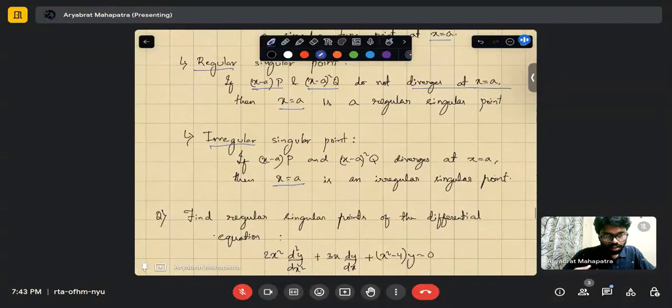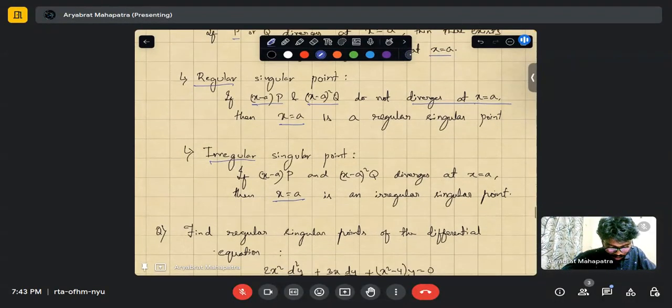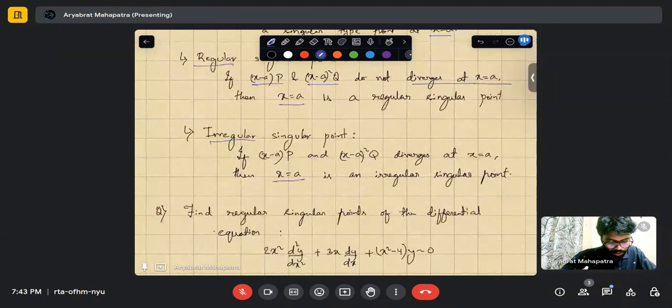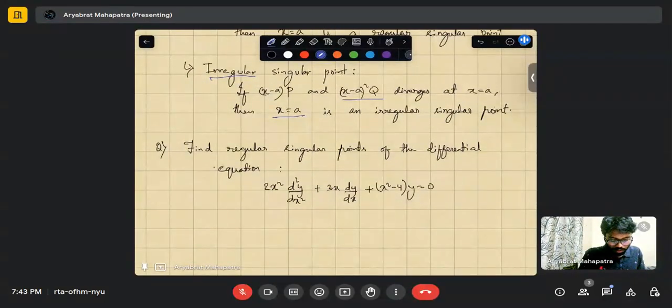So basically, a regular singular point diverges at x equals a for your p of x function and q of x function, but not for x minus a times p and x minus a whole square times q. But for an irregular singular point, it diverges in both cases, when you put x equals a in your p of x and q of x, and also in your x minus a p and x minus a square q. So that is what regular and irregular singular points are.